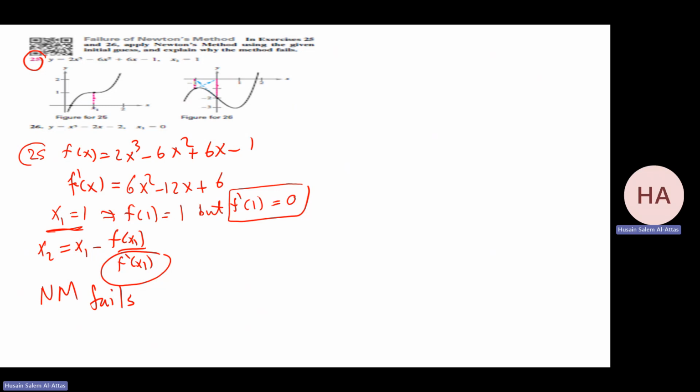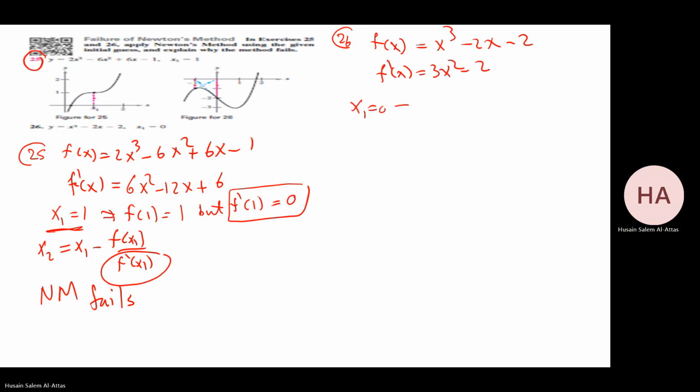Okay. Let me do the second one. 26, f of x is x cubed minus 2x minus 2, f prime is 3x squared minus 2. I'm starting with this. So x2 will be x1 minus f of x1 over f prime at x1. Let me do it quickly. What will be x1? 0. F of 0 is minus 2. F prime at 0, minus 2, so that is minus 1.